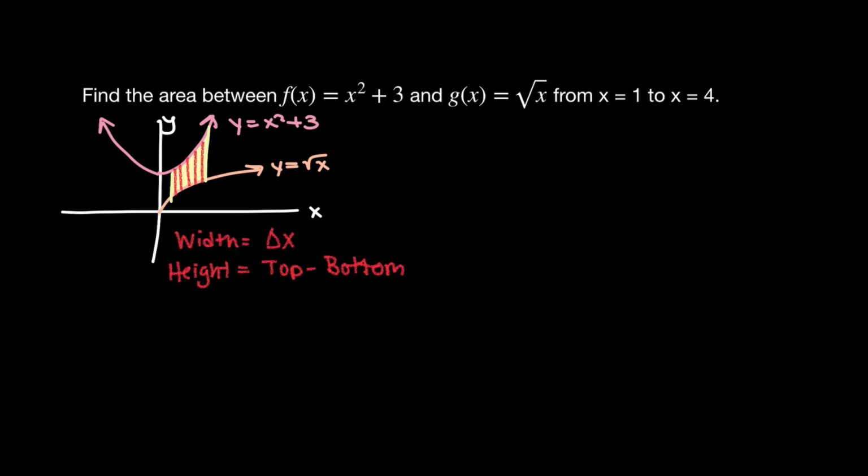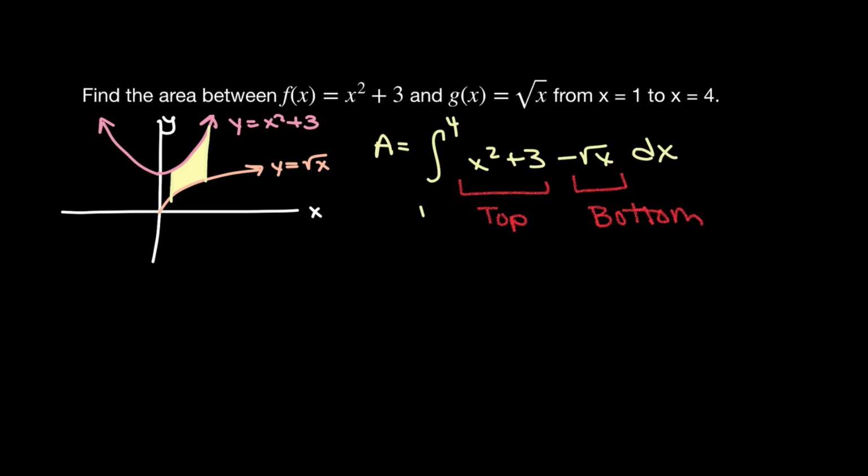In this problem, it makes sense to slice this object vertically. So the width is going to be a delta x. The width of my rectangles is a delta x or a dx. And the height of each rectangle is going to be the top object minus the bottom. This means we're working in terms of x. So to set up my integral, I'm going to integrate the top object, x squared plus 3, minus the bottom, which is square root of x. And I'm going to integrate that from x equal 1 to x equal 4.